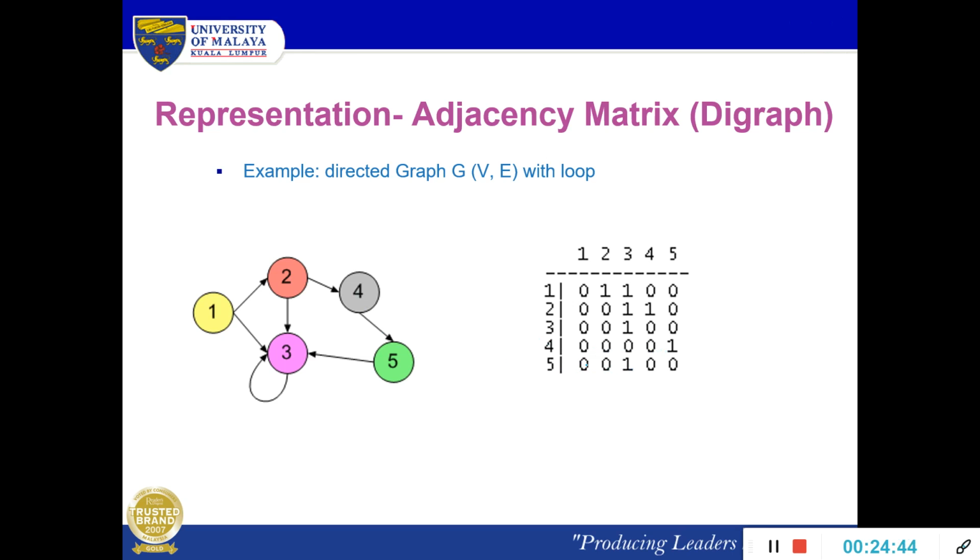5 to 1, you don't have. 5 to 2, you don't have. 5 to 3, yes, you have. 5 to 3, not 3 to 5. 5 to 4, no. 5 to 5, also no. So this is a digraph adjacency matrix. Again, the adjacency matrix is based on the vertex. If the vertex is more useful information rather than the edge, you use an adjacency matrix or neighbors.